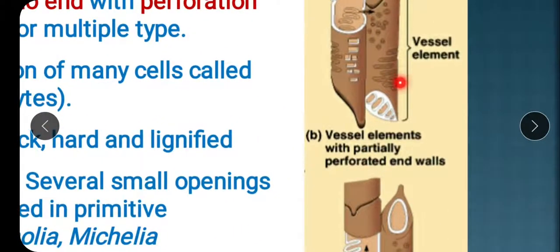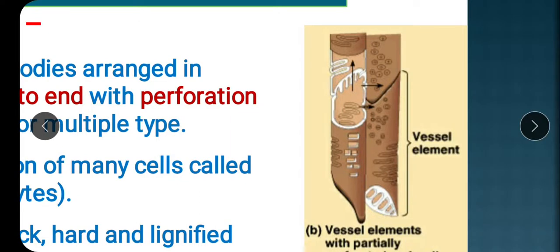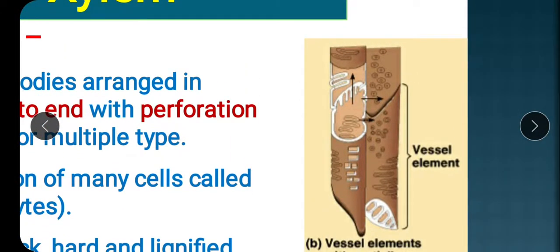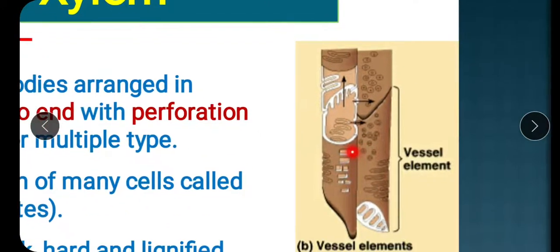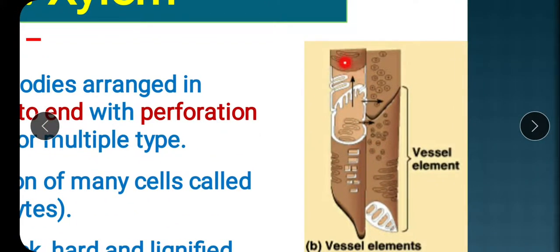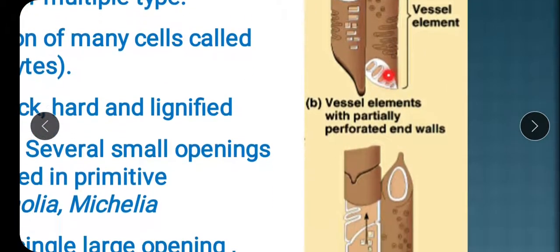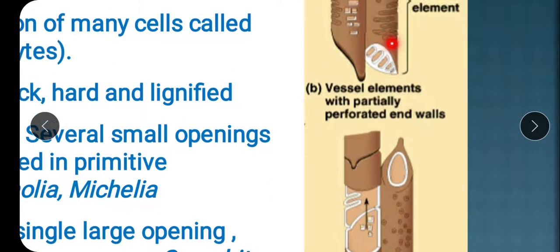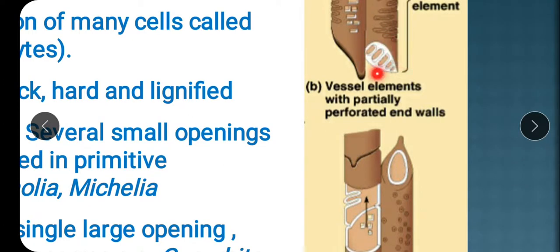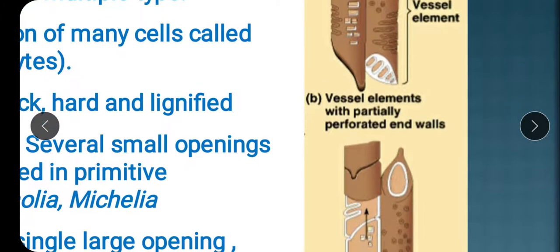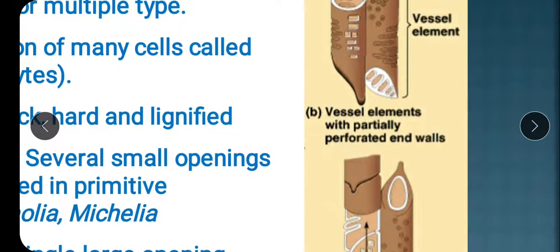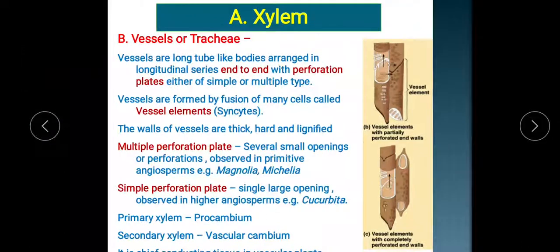In this diagram you can see this is one vessel element, and this is the other one, and these two are joined through this perforation plate. Similarly, here is the perforation plate. This perforation plate can be of two types. It can be either multiple type like this, or it can be of simple type. So there are two types of perforation plates.